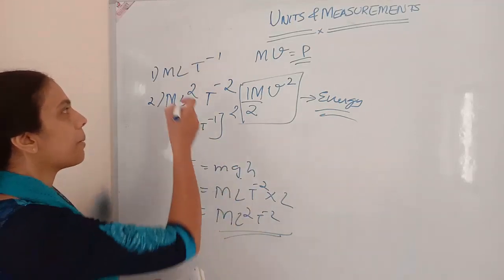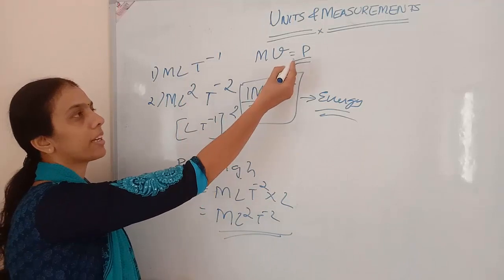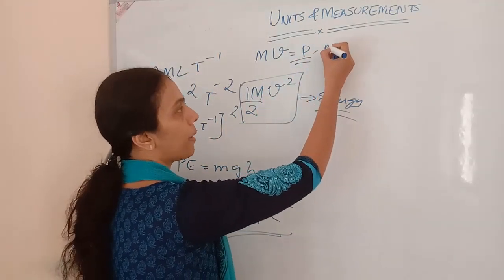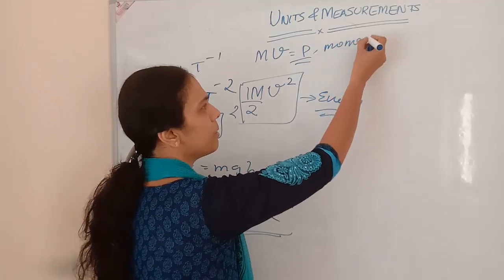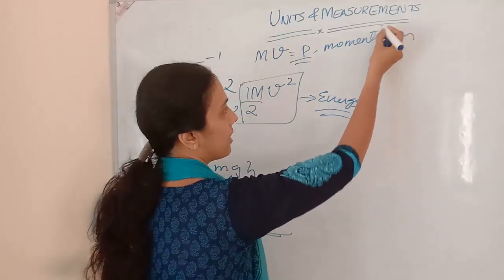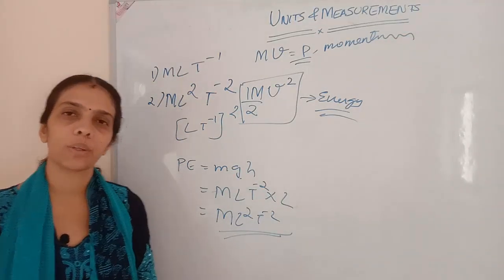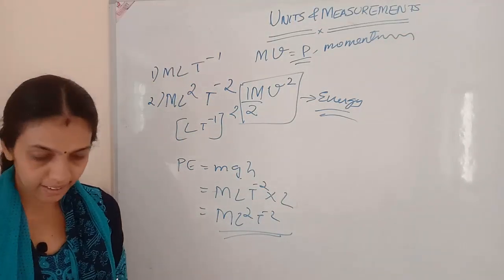Okay, so mLt to the power minus 1 is the dimensional formula for linear momentum, and mL square t to the power minus 2 is the dimensional formula for energy.